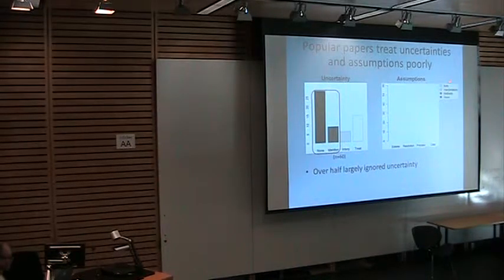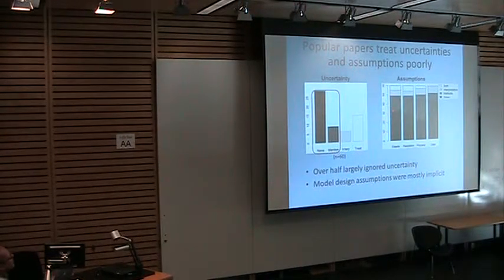And in terms of how they scored, this is sort of from the bottom up. They either made no mention of assumptions, they're mentioned in the methods, assumptions were mentioned and used in the interpretation, or both interpretation and methods. And again, you can see that over half of the models left these assumptions pretty much implicit. Process assumptions were most often mentioned in the methods, and that's kind of understandable if we're looking at ecosystems, people think about the dynamics. But for the most part, assumptions and uncertainty were treated very poorly in the most popular literature that I looked at.